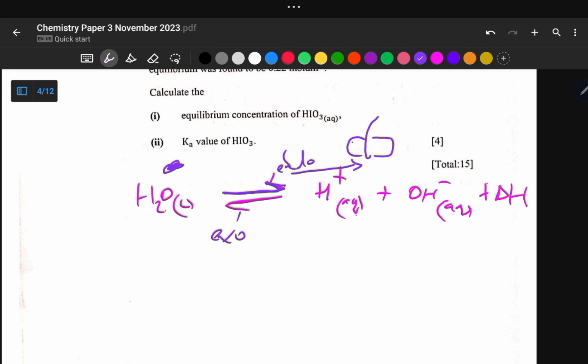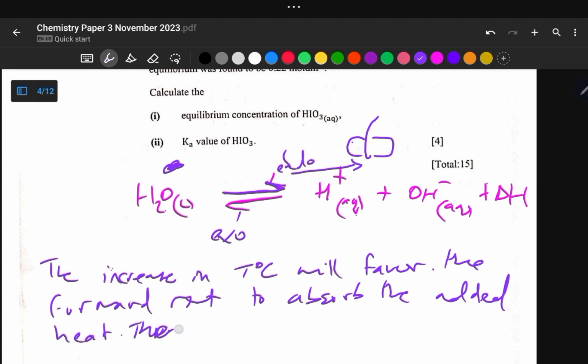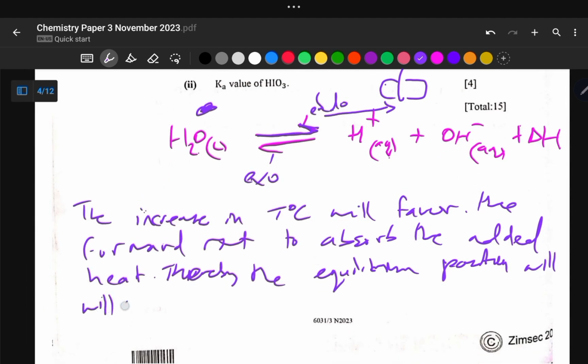So our answer is going to say that the increase in temperature will favor the forward reaction to absorb the added heat or temperature, thereby the equilibrium position will shift to the right, increasing the concentration of the proton and hydroxide ion.